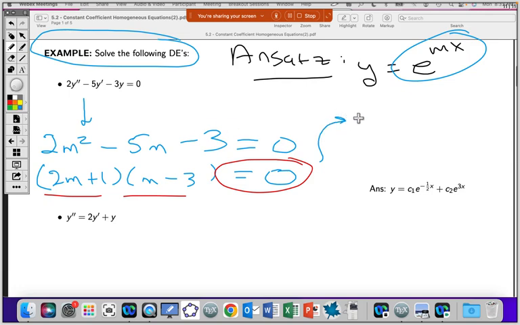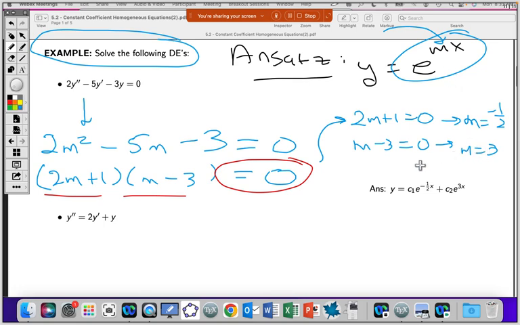So now we can split the factors here. 2m plus 1 is 0, or m minus 3 is 0. So here we get an m equal minus a half. Here we get an m equals 3. And remember, these are the coefficients of x in the exponential. We have two different exponential functions. We've got an e to the minus 1/2 x, e to the 3x.